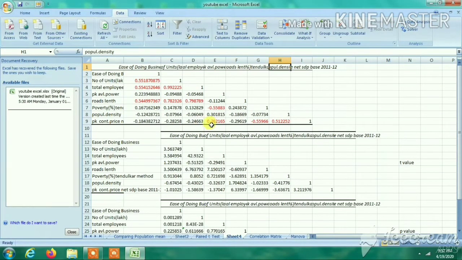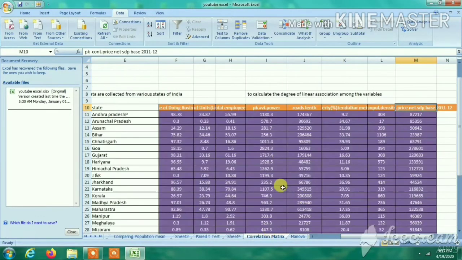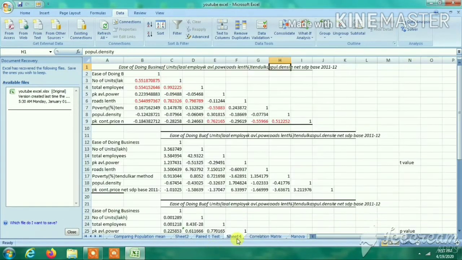Our next step is to calculate the t value. How can we calculate the t value? The t value can be calculated by putting the formula: equal to sign, then r, that is B3, into square root of n minus 2. N means the total number of samples. Here it is 31, so n minus 2 is 31 minus 2, divided by 1 minus r square. R means B2 B3 square. Then click, we will get the t value. This is the t value.